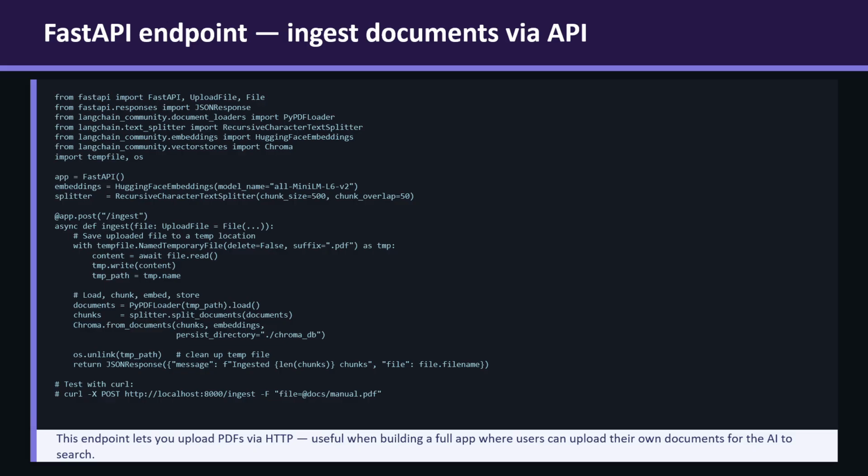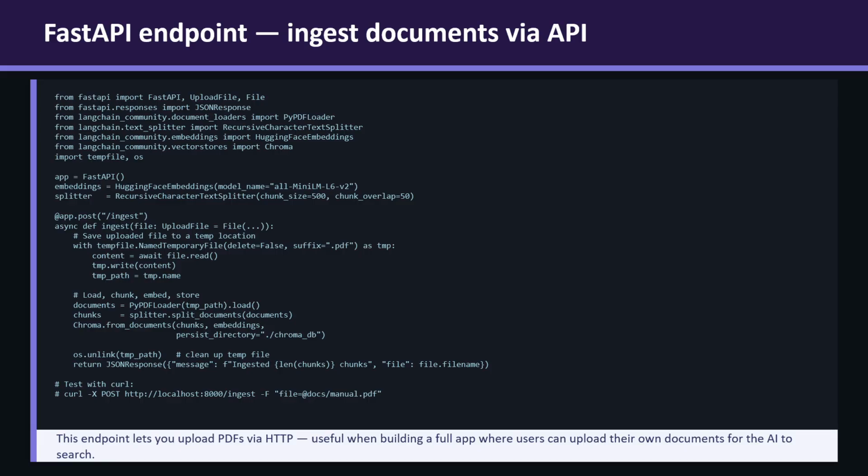Next, FastAPI endpoint. This slide shows how to accept document uploads over HTTP. The endpoint receives a file upload using FastAPI's UploadFile type. UploadFile is a special FastAPI class that handles multi-part form data, which is the format browsers use when submitting file upload forms. The uploaded file is saved to a temporary location using Python's tempfile module. Temporary here means the file is only needed for the duration of the ingestion. After the chunks are stored in Chroma, the temporary file is deleted using os.unlink. Unlink is the Unix term for deleting a file.